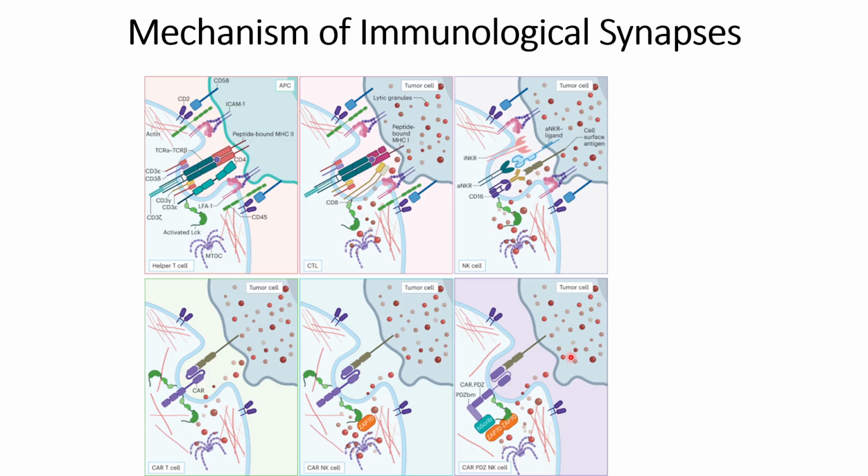So these are some of the mechanisms. The top row is about the canonical mechanisms, and the bottom row is about the CAR mechanisms that have been designed by the researchers to target the tumor cells specifically. I hope you understood to some extent how these immunological synapses work.